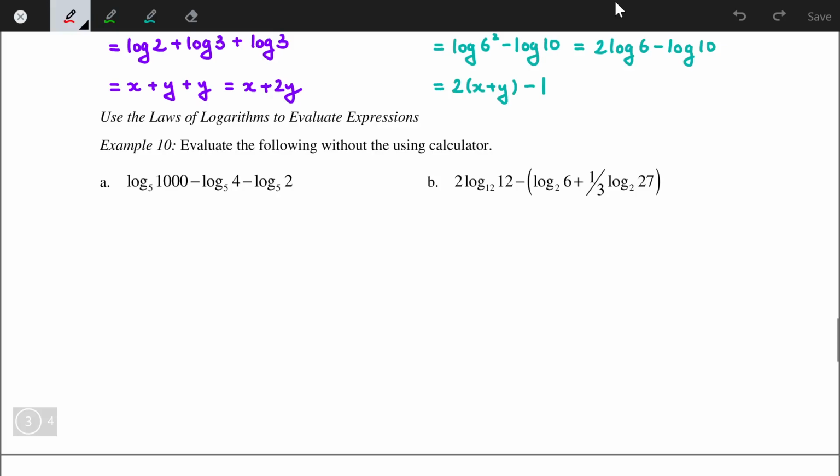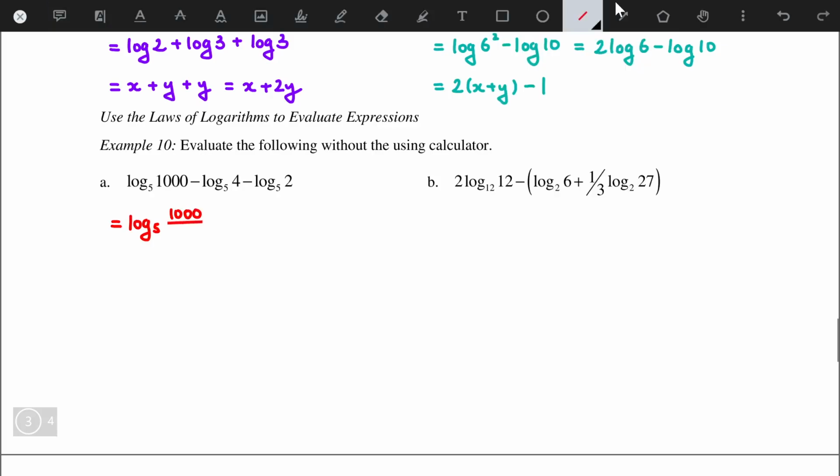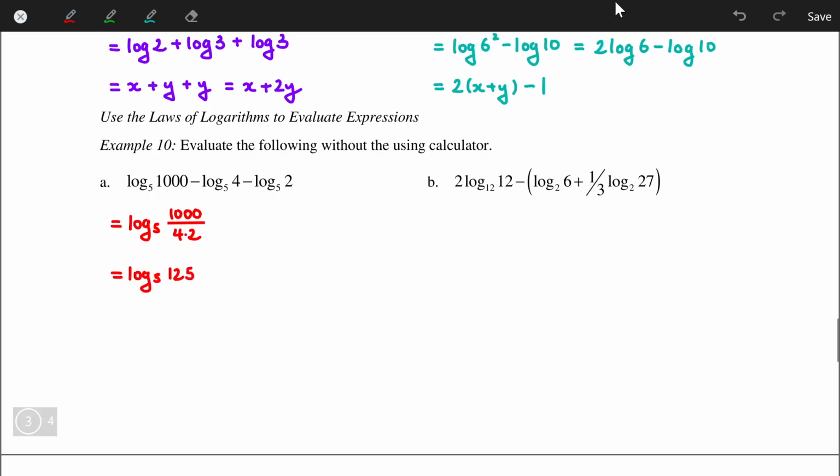So this is clearly just an application of the quotient law. So we have log base 5 of 1,000. And then both the 4 and the 2 will be in the denominator. So we have log base 5 of 1,000 over 4 times 2. And of course, 4 times 2 is 8, and 1,000 divided by 8 gives us 125. So essentially, we just have log base 5 of 125, and that is 3.